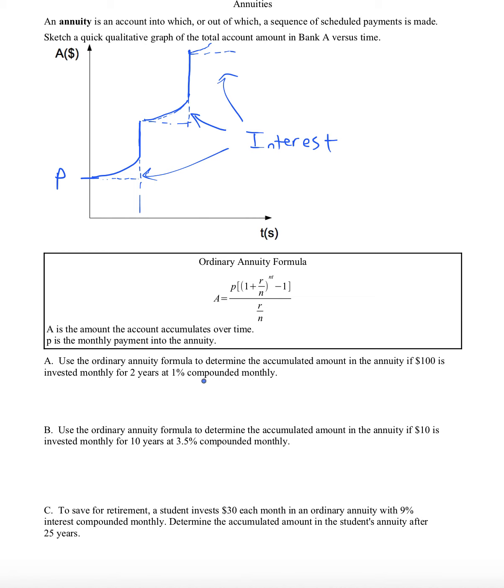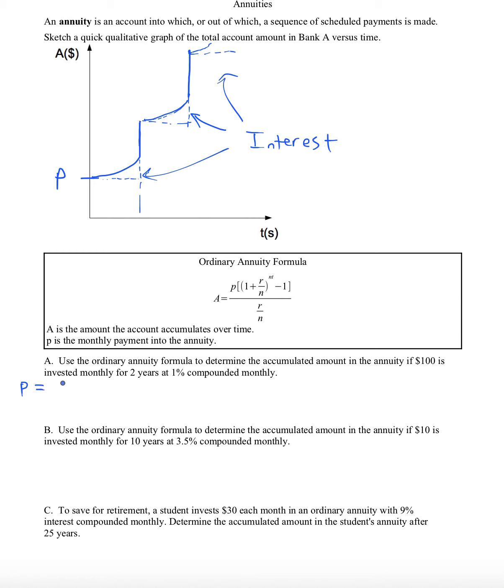Use the ordinary annuity formula to find the amount in an annuity if $100 is invested monthly for 2 years at 1% interest compounded monthly. All right, so there's a lot to extract there. Let's just write down what was given.